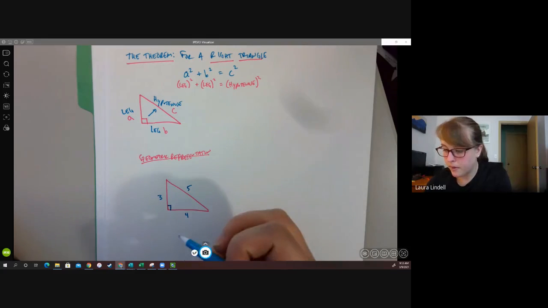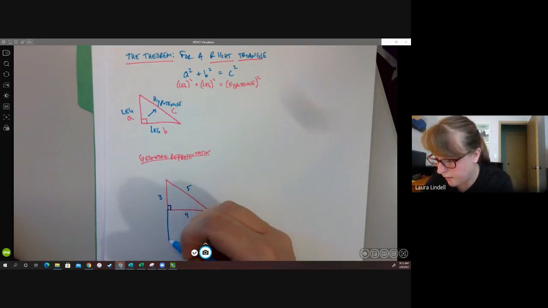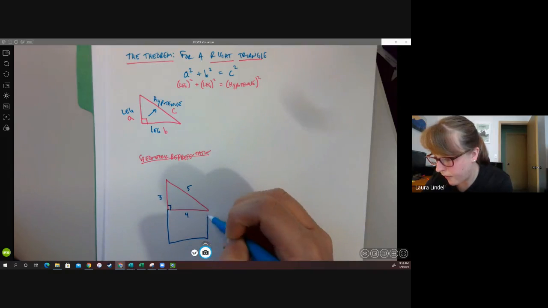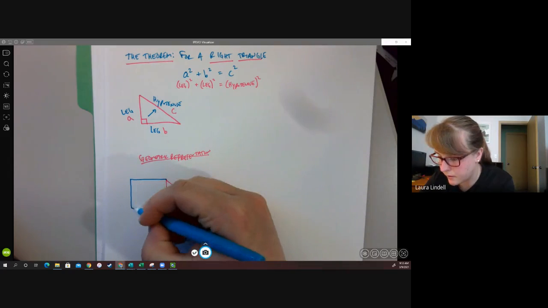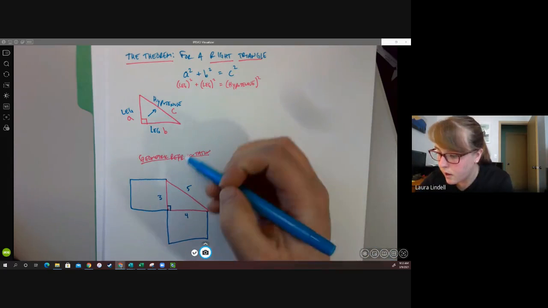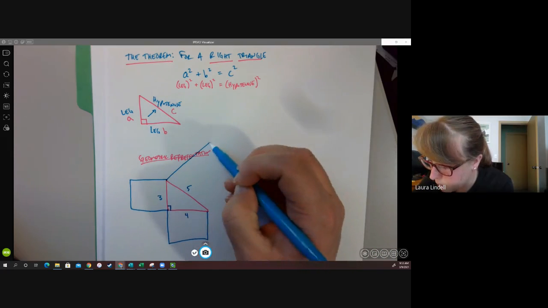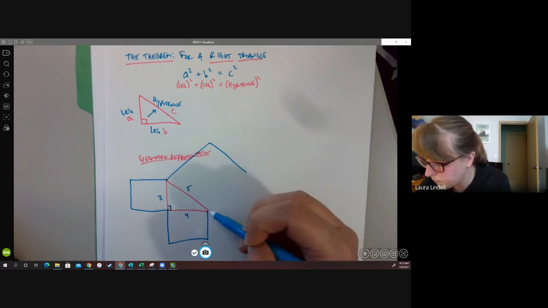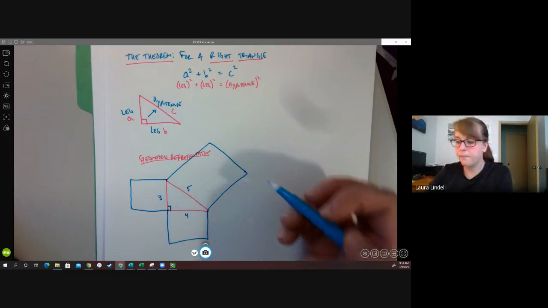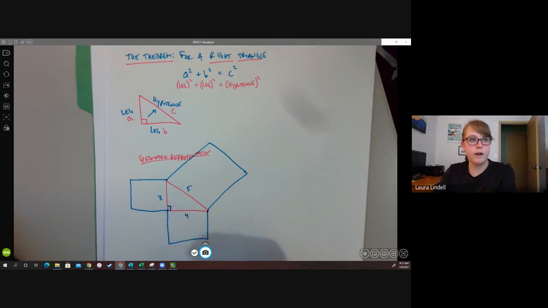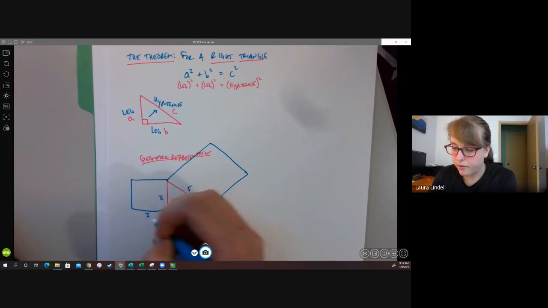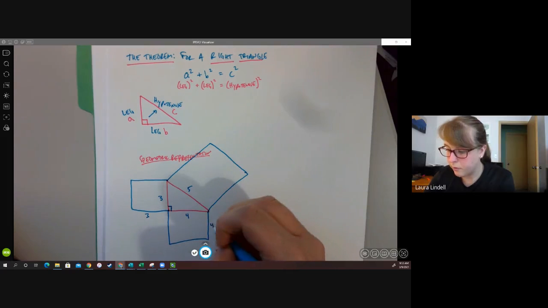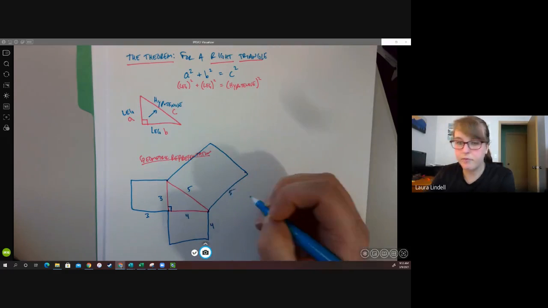So let's for a moment make a square on each side here. And we're going to do our best with this because, like I said, I don't know where my ruler went. Okay. So if I'm making squares here, this square is a 3 by 3 square. This one is a 4 by 4, and this one is a 5 by 5.